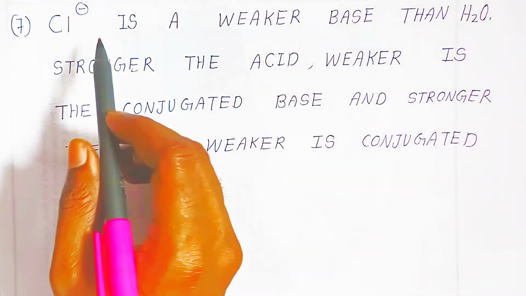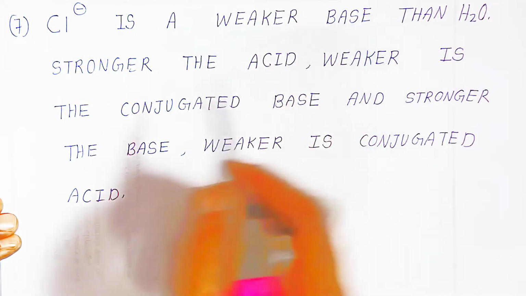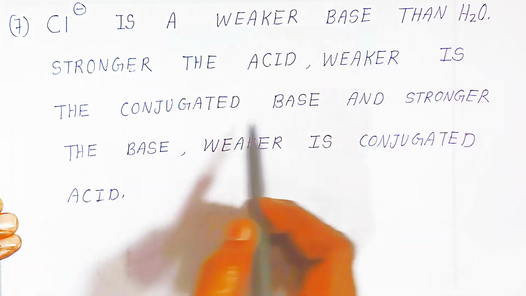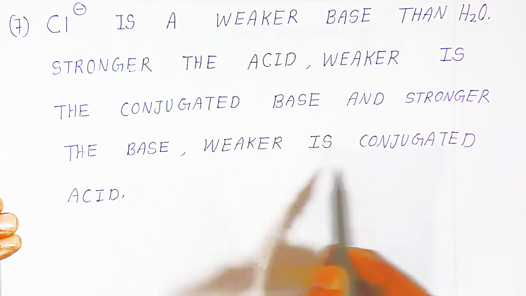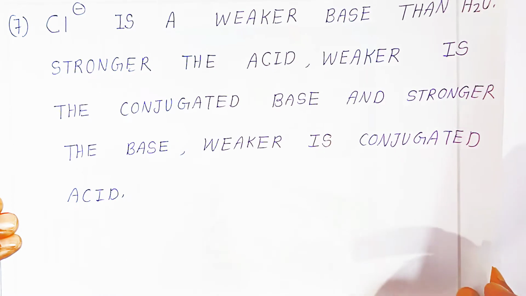Now students, chloride is a weaker base than water. The stronger the acid, the weaker is the conjugate base, and the stronger the base, the weaker is the conjugate acid. Understanding? So from this we come to know this.